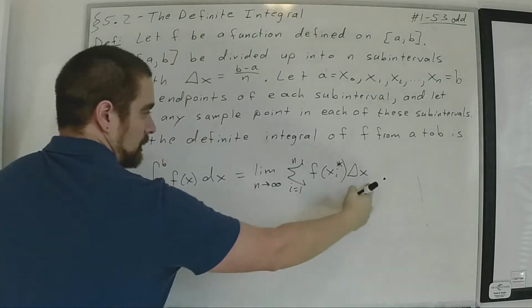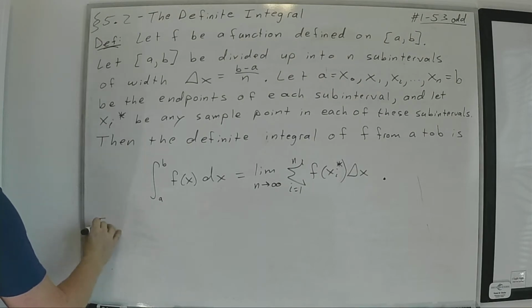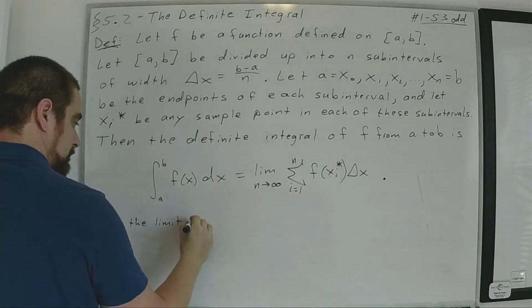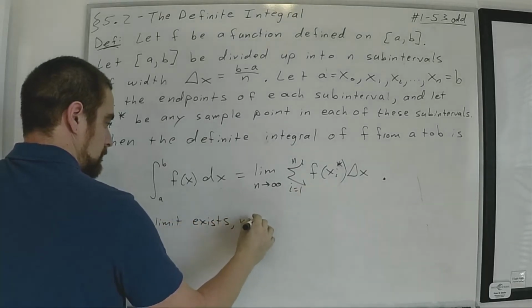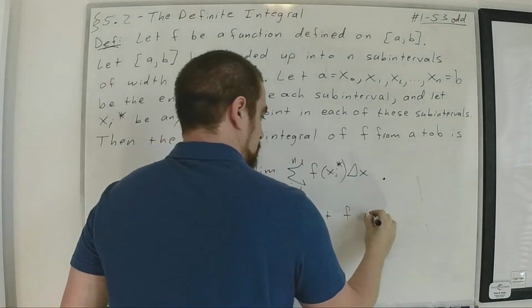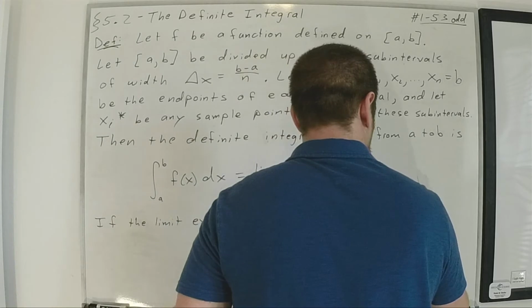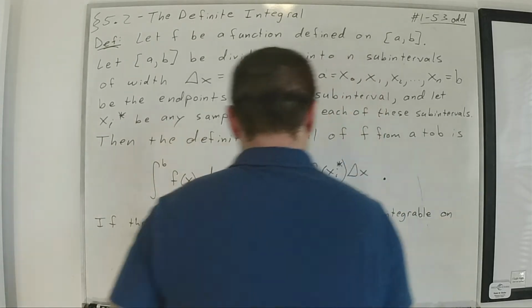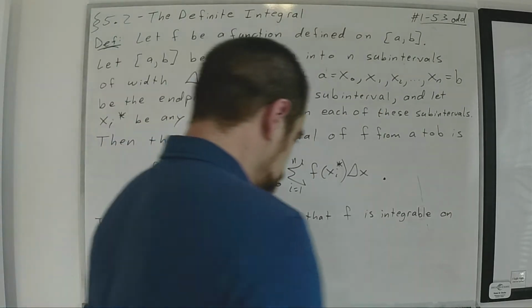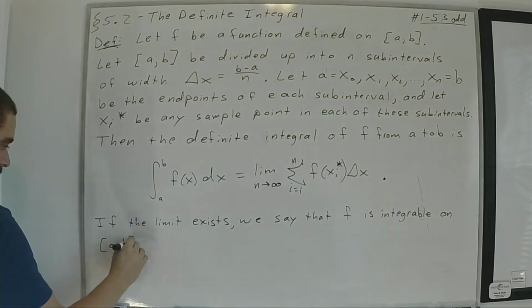So this is what we call the Riemann sum. We use that Riemann sum to build the integral. So if this limit exists, we say that the function f is integrable on a to b, or I should say on the interval a to b.